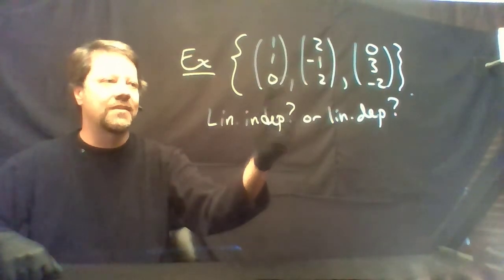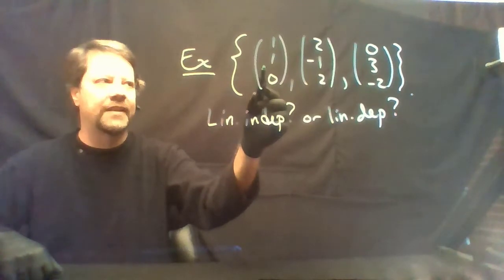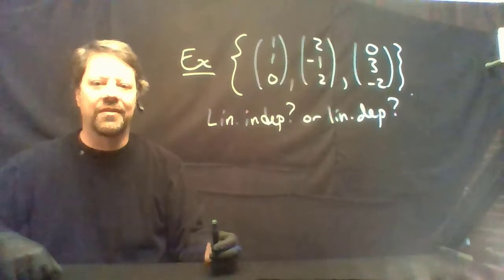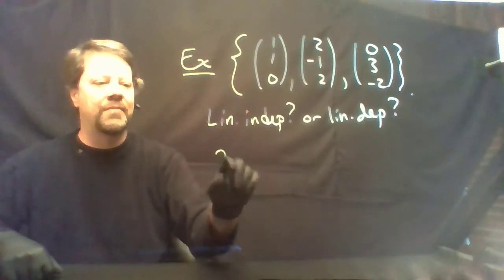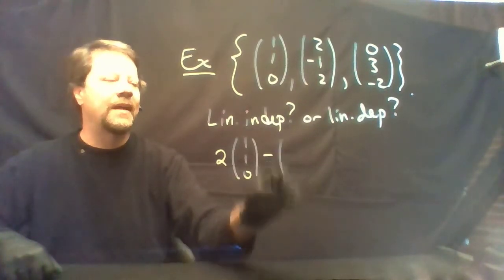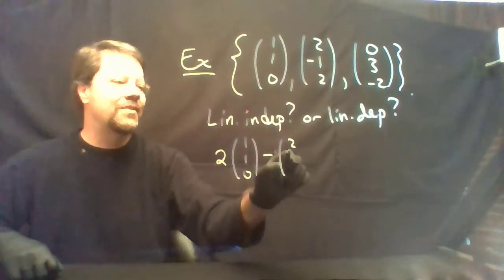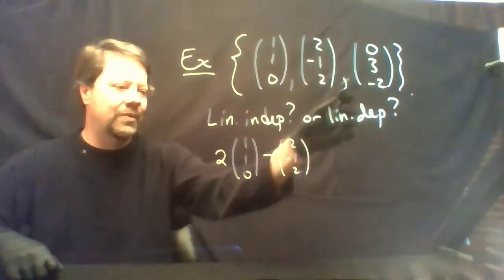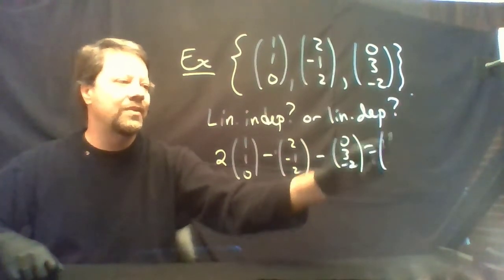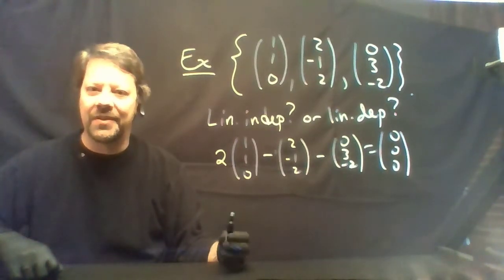There is an easy way to tell. I guess on this particular set, you can see that 2 times the first vector minus the second vector is equal to the third vector. So by inspection, you can see that 2 times 1, 1, 0 plus negative 1 times 2, negative 1, 2, minus 0, 3, negative 2 equals 0, 0, 0. So there is a linear combination that gives you the zero vector.